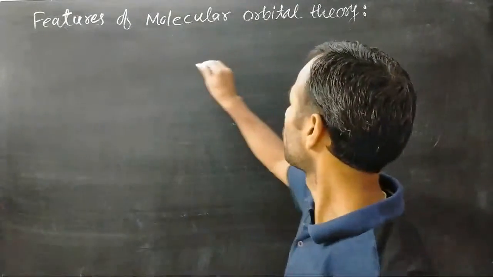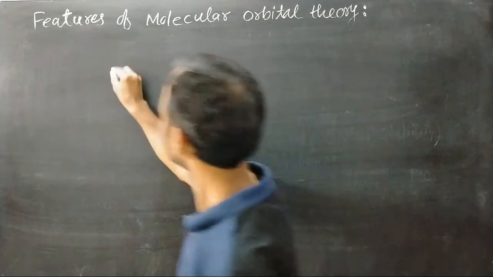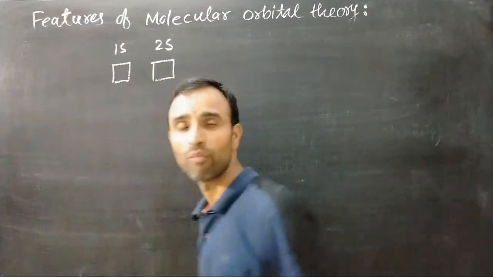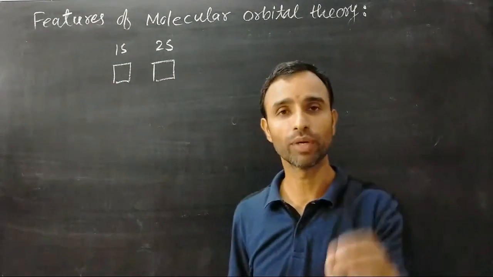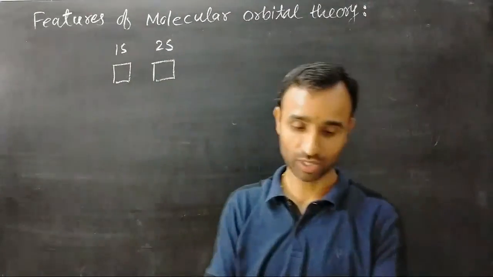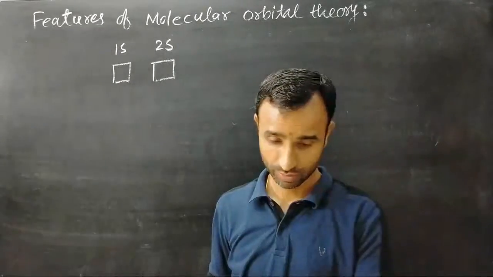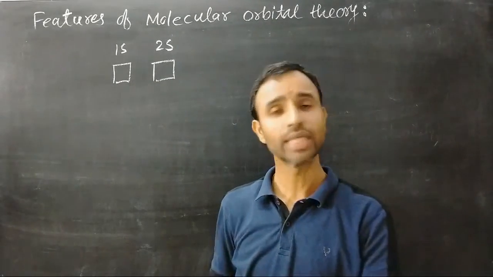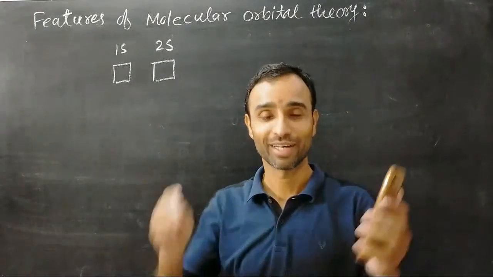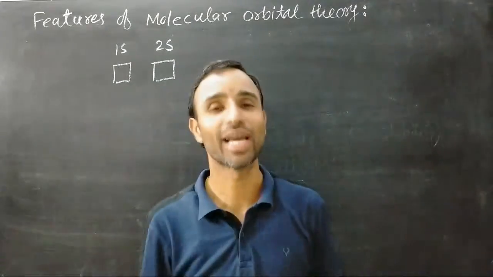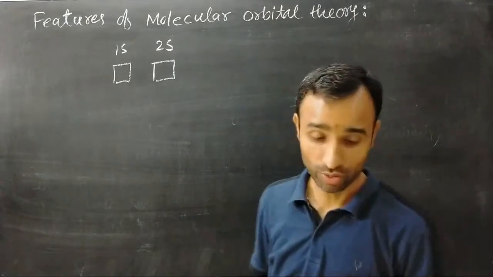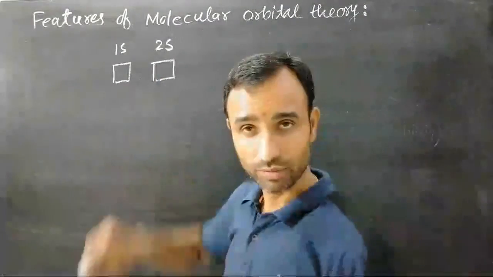So tell me, if we have 1s and 2s, which one will be filled first? Out of 1s and 2s, which one will be filled first? Delta we will not study up to class 12th, but I let you know a bit about that. Very good. 1s is filled first, then 2s.